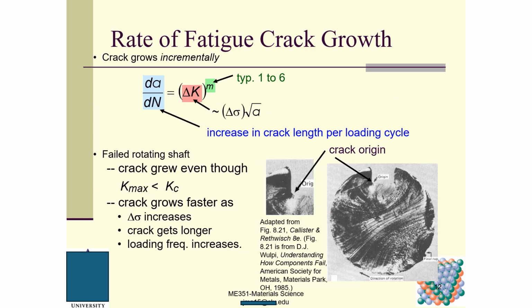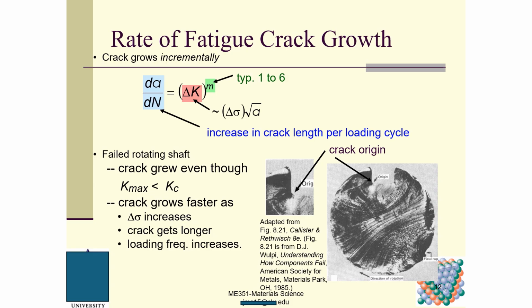And then we talk about the rate of fatigue crack growth. If we have an already existing crack there, and then you apply the cyclic loading, what is the condition, and how long does it take for the crack tip to continue, and you can calculate the crack propagation length. The crack grows incrementally. So this equation is a derivative of crack length with respect to number of cycles, and it equals delta K to the exponent m.